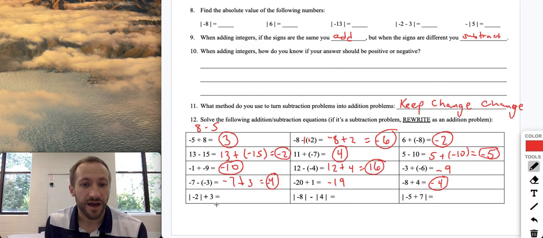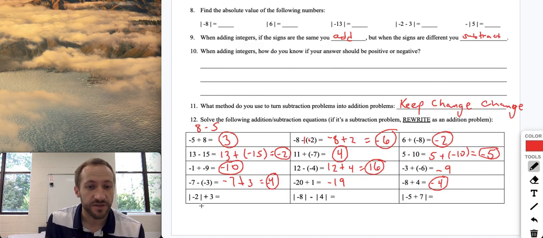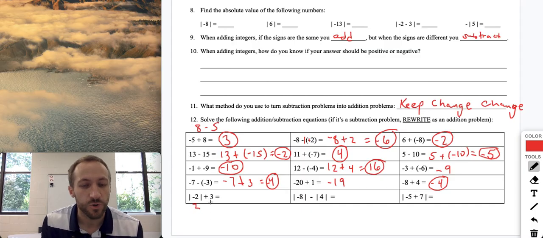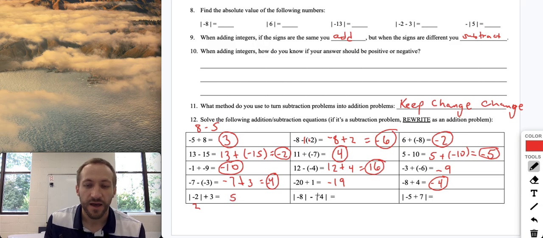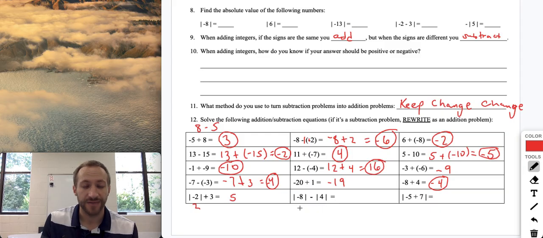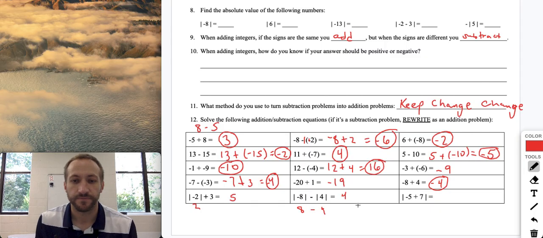Then down here, oh, absolute value of negative 2. Well, we just did that up there. It's positive 2, the distance from 0. So 2 plus 3 gives us 5. Over here, negative 8, the absolute value of it, minus the absolute value of 4. Let's do the absolute value part first. So the absolute value of negative 8 is 8. The absolute value of 4 is 4. I'll subtract them. 8 minus 4 just gives us 4.